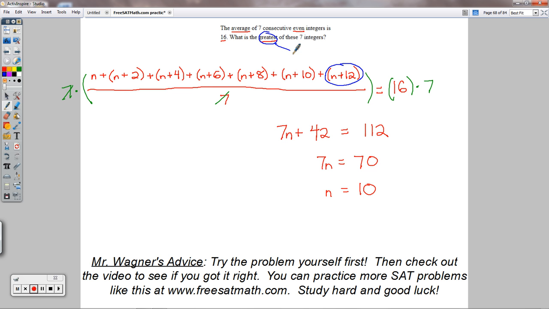So we need to take that value and add 12 to the 10 to get the greatest one. And so 10 plus 12 would give me my final answer. I'm writing down the final answer, getting ahead of myself. There we go. 10 plus 12 equals 22. So final answer for this one is 22.